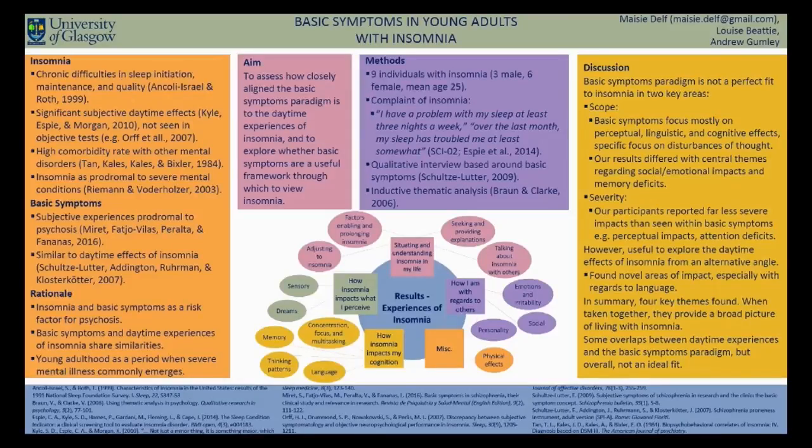Regarding our key aims, we concluded that the basic symptoms paradigm is not a perfect fit to insomnia in 2 key areas: scope and severity. The scope of participants' reported impacts was slightly different than basic symptoms, with alignment in some areas, yet a lack of experiences reported for others. Those experiences that were aligned were also described as much lower severity than would be expected for basic symptoms.